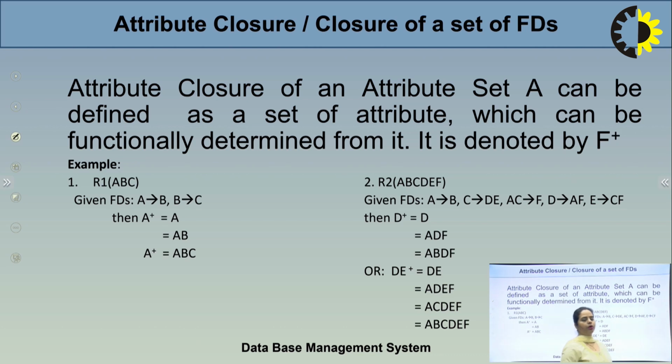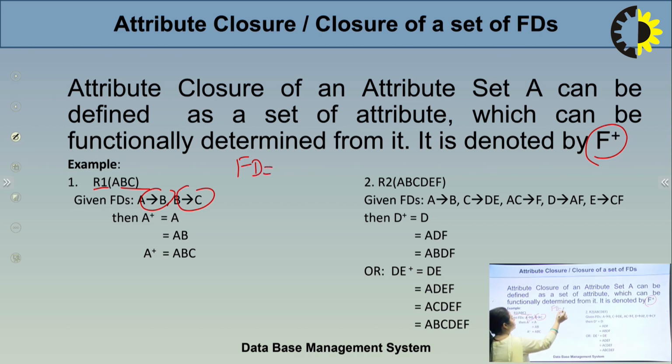Attribute closure of an attribute set A can be defined as the set of attributes which can be functionally determined from A. It is denoted by A plus. Let's have an example. We have a relation R1(A, B, C), and these two functional dependencies are given. Basically, the closure comprises direct plus indirect dependencies.